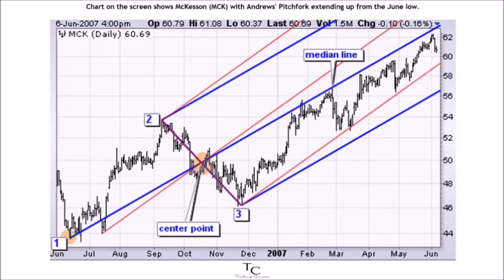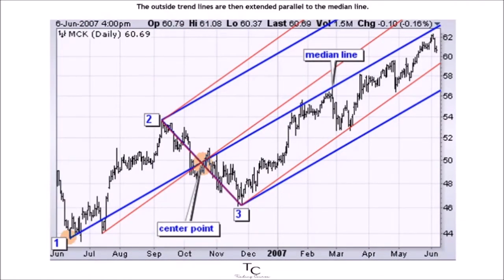Chart on the screen shows McKesson, MCK, with Andrews Pitchfork extending up from the June low. The first point selected marks the start of the median line. Points 2 and 3 define the width of the pitchfork channel. The median line is based on 2 points, point 1 and the midpoint between points 2 and 3. As such, the median line starts at point 1 and bisects points 2 and 3. This controls the slope, steepness, of the median line.